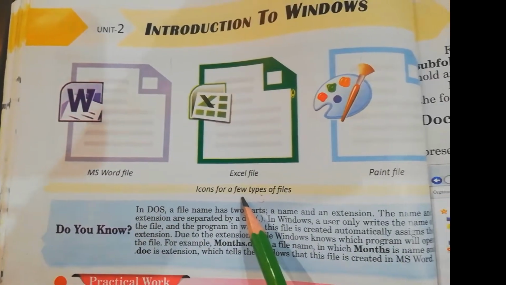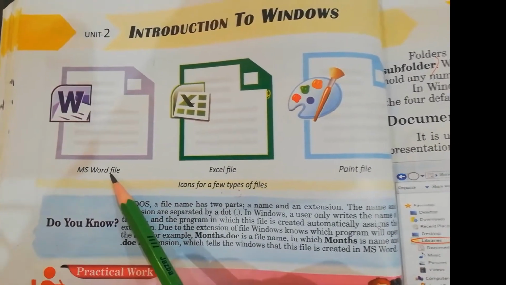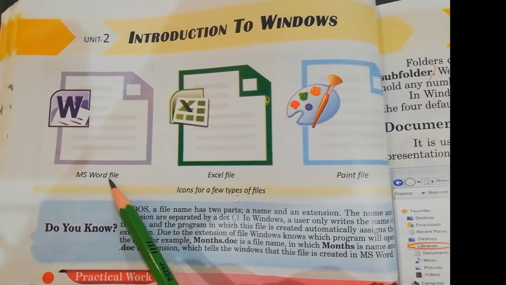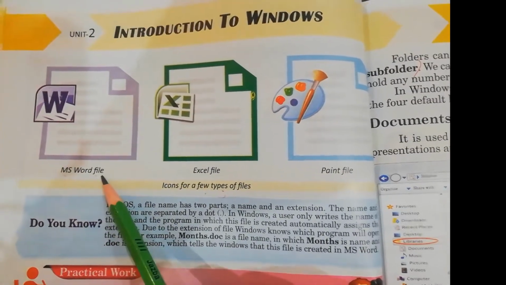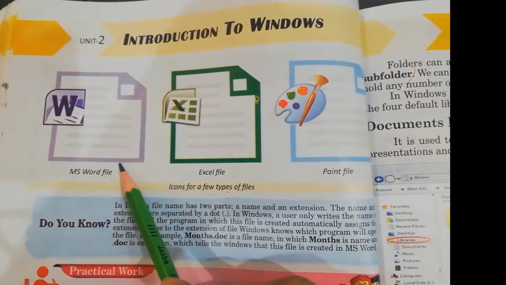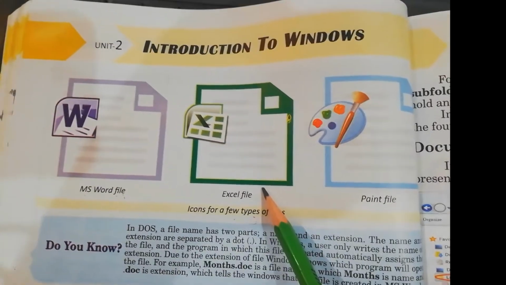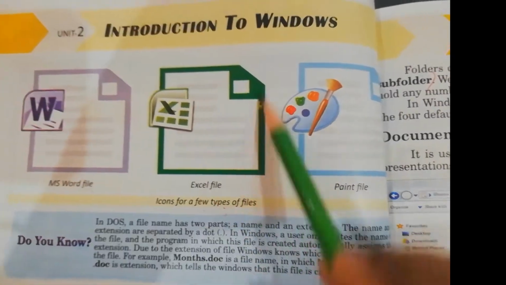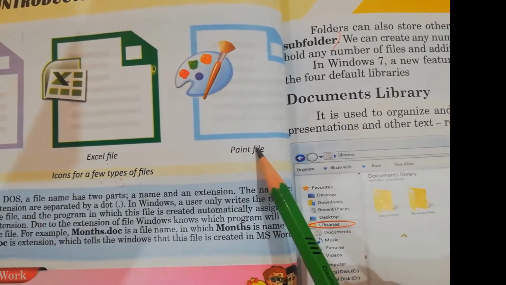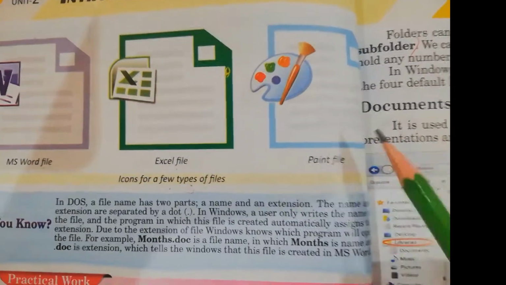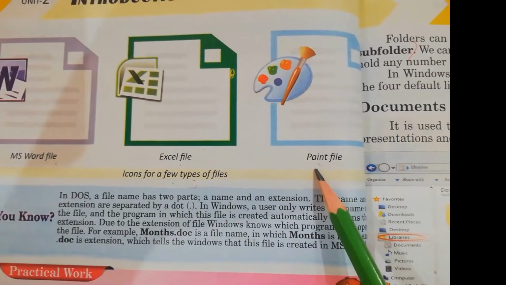Page number 56. As you can see, a few examples of files. If the document is made in Word, it will show an icon of an MS Word file. Here is the icon of an MS Word file. If you are using an Excel file to calculate some values, here is the icon of an Excel file. And if you are creating some shapes or drawing etc., you are using a Paint file, and here is the icon of a Paint file.